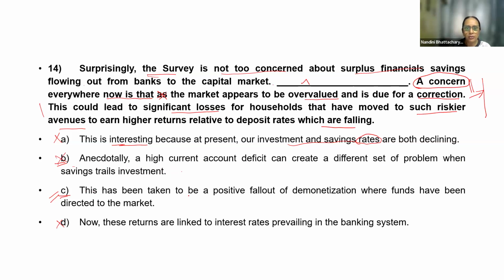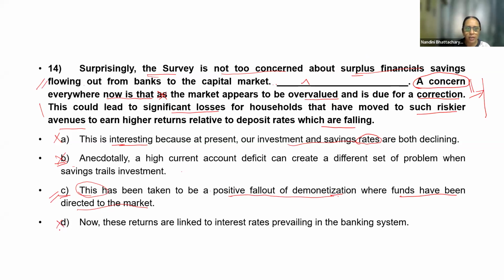This has been taken to be a positive fallout of demonetization where funds have been directed to the market. Now here it's talking about savings flowing out from banks to the capital market. Yeah, here it is talking about funds having been directed to the market and it gives a reason why. And this has been taken as a positive fallout. Yes, this is a fallout because this is not something that is usual. The reason could be demonetization.